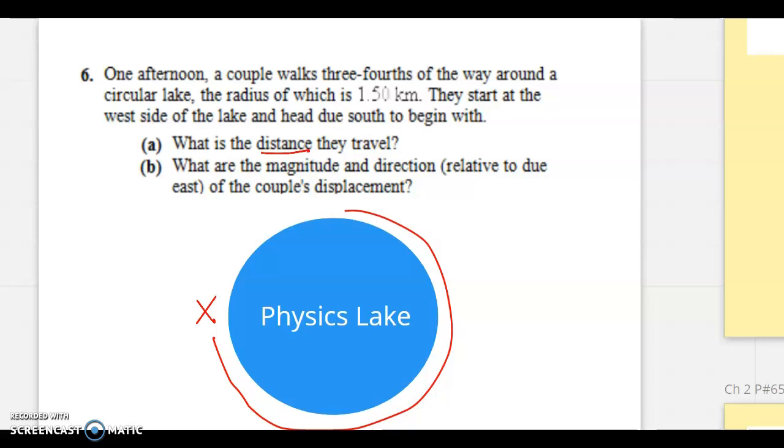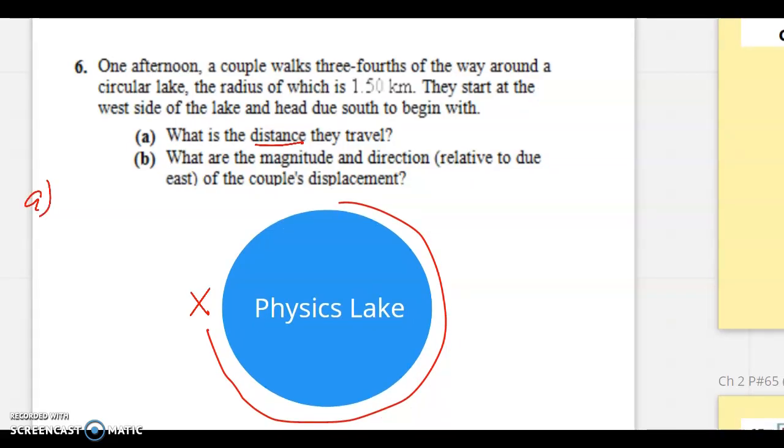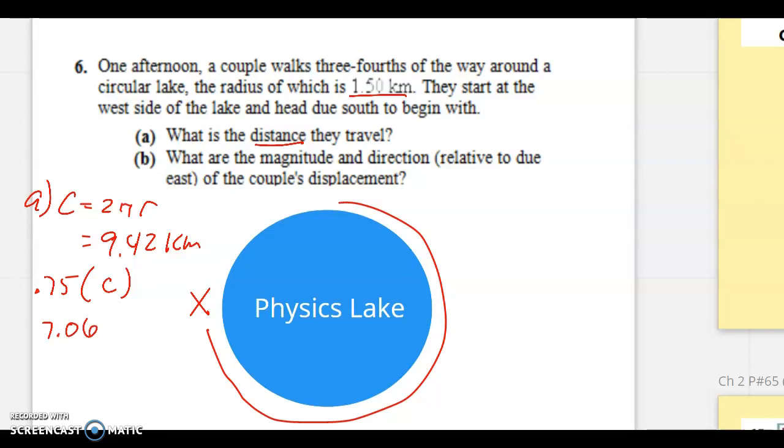Pause the video and calculate that. So if I wanted to calculate the circumference of this, I'm going to do 2 pi r. So that's going to be 2 times pi times the 1.5, which is going to give me 9.42 kilometers around there. Now they're only going 3/4 of the way, so I need to get 75% of that, or 7.06. Now, significant figure-wise, 3 of those are significant. 3/4 is written out so they don't want you to use that as significant. So I'm going to go 7.06 kilometers there for the distance that they walked.